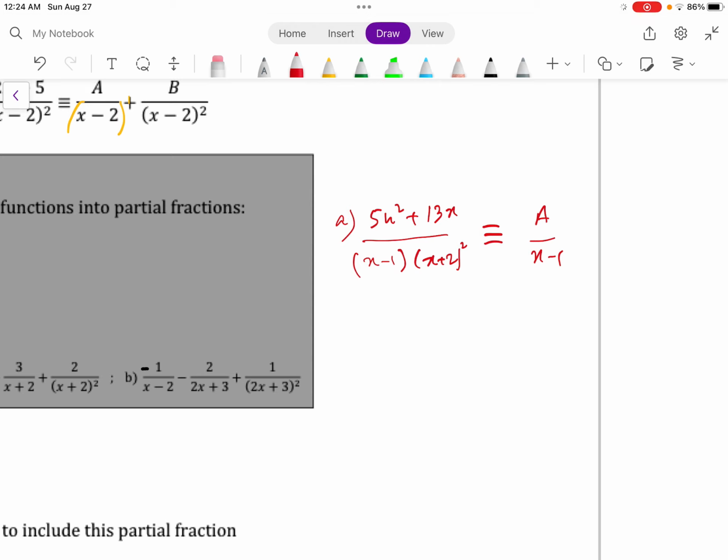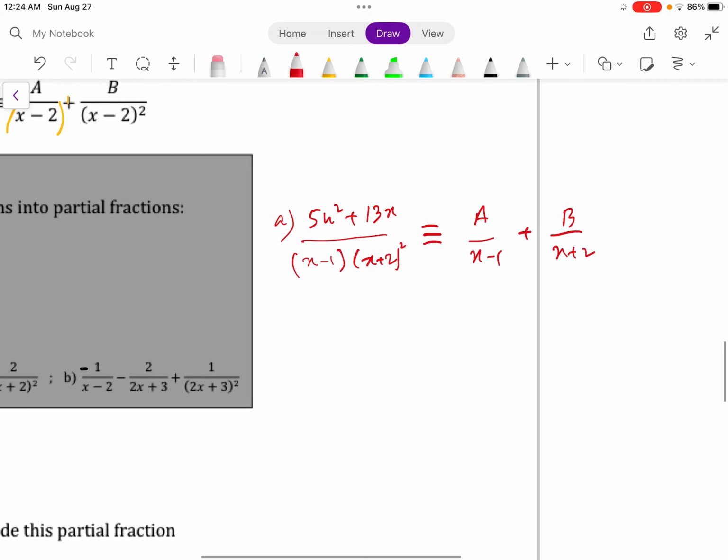So for this we have to let only one fraction. But then for the x plus 2, it has power of 2. So we have to let B over x plus 2. So it has power of 1. And then we have to repeat it for x plus 2 to the power of 2.